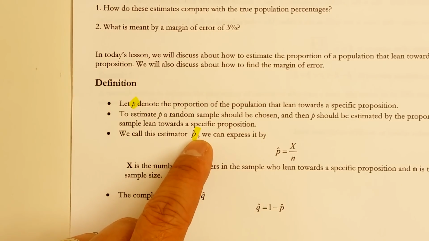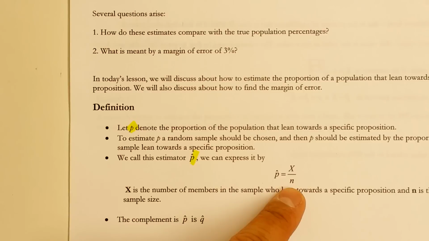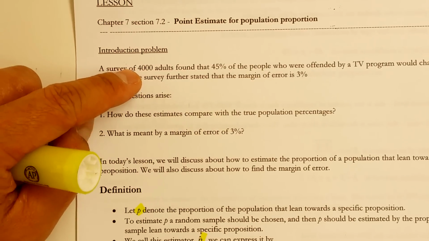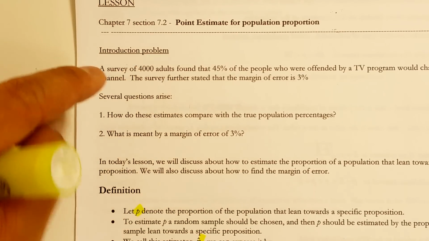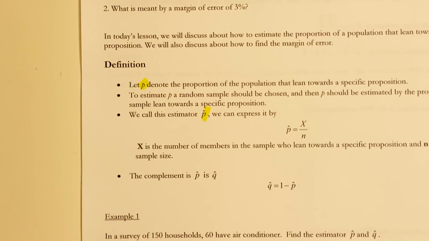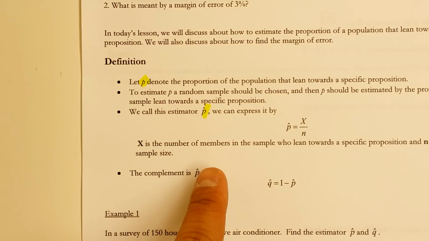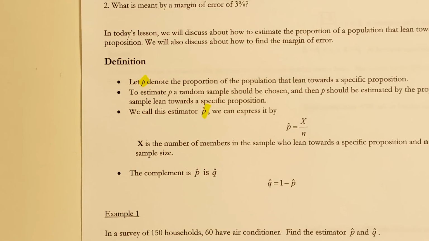Well, to find P hat, we look for the number of members in our sample that lean toward a specific proposition, and then we divide it by the sample size. In this case, our sample size would be 4,000, right? And 45% of that is the number of people that would change the channel, and that's how we got 45%. So X represents the number of members in the sample who lean toward a specific proposition, and n is the sample size.